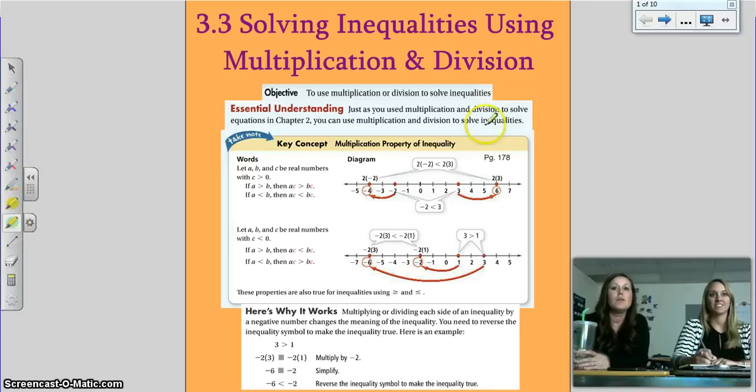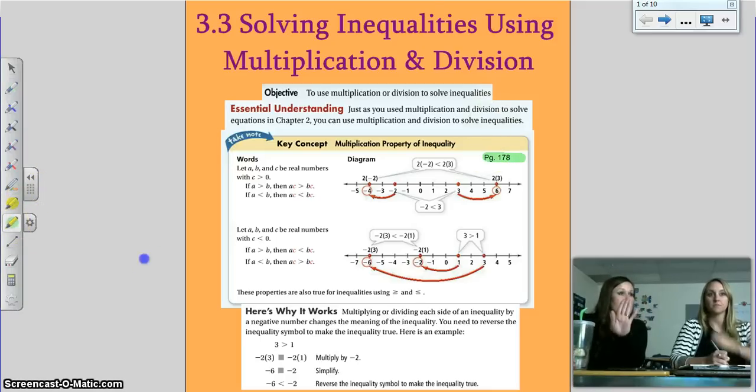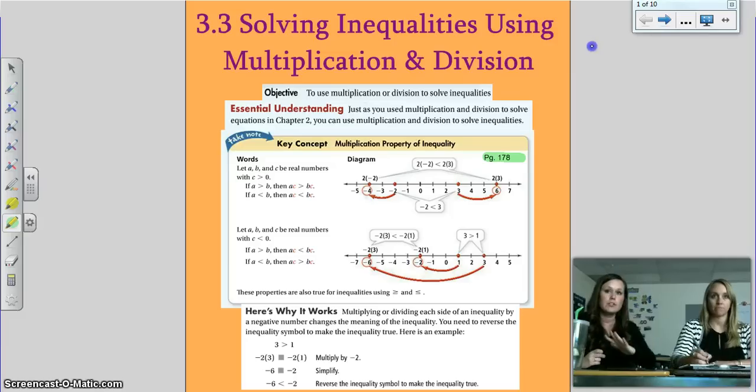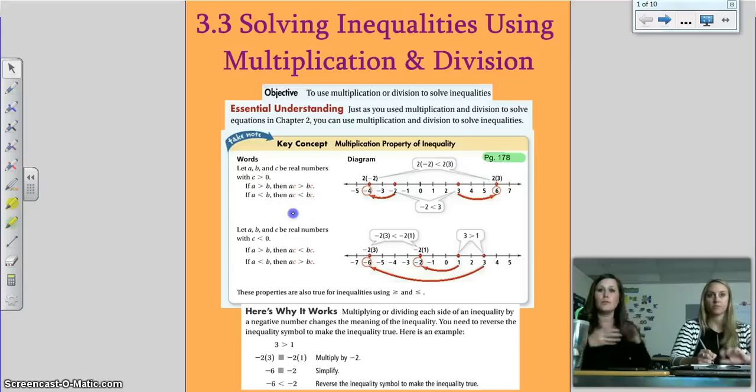So, again, this information is not in your notes, and you're probably looking at your paper like, where is it? Well, it's on page 178 in your book. We didn't want to take up all the space in your notes because we know we talk about it here, and it's in your book to reference. So if you ever get confused, just flip back to page 178 and you'll be good.